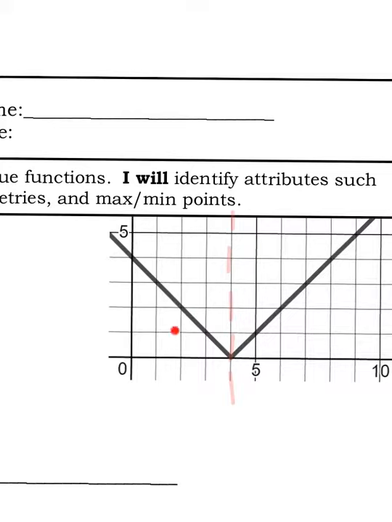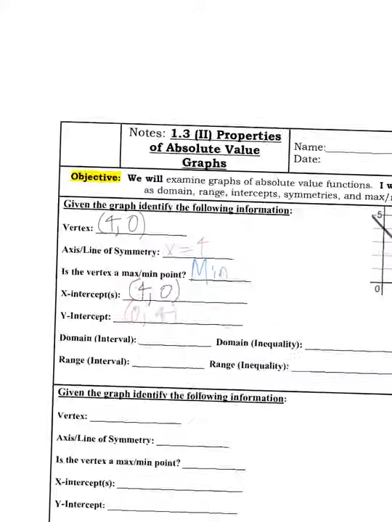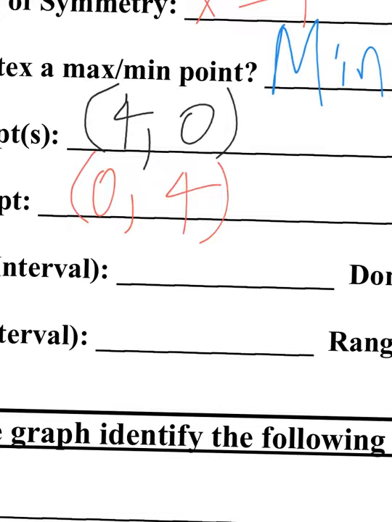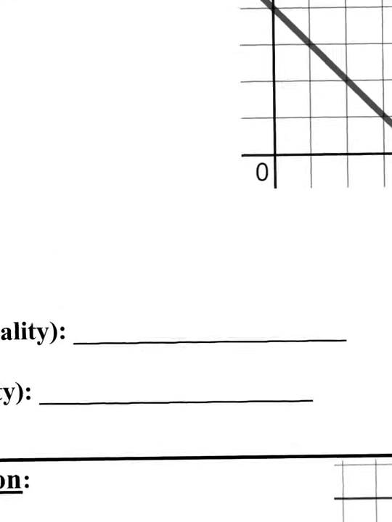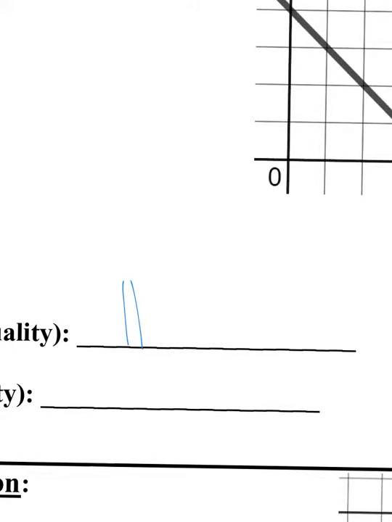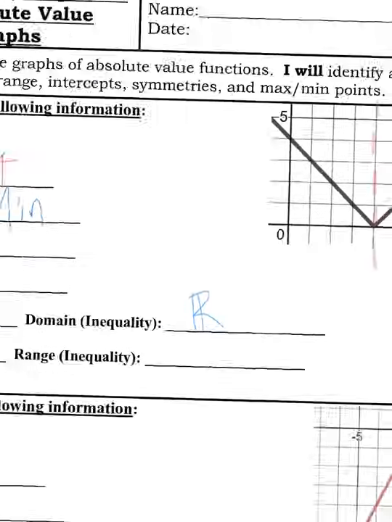Remember, domain moves side to side. So moving side to side, it is unbounded. It's going to the left freely, it's going to the right freely, so that is all real numbers. How do you write that? As interval notation, you say negative infinity to positive infinity, and they're both in parentheses, okay? Remember, parentheses can't touch, brackets you can touch, you can never touch infinity. So how would I write that in inequality notation? I would put the all real numbers symbol, and I would just write that.